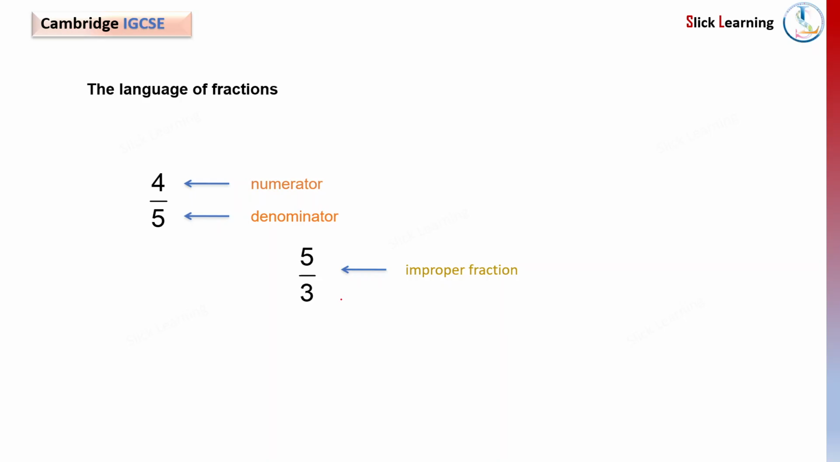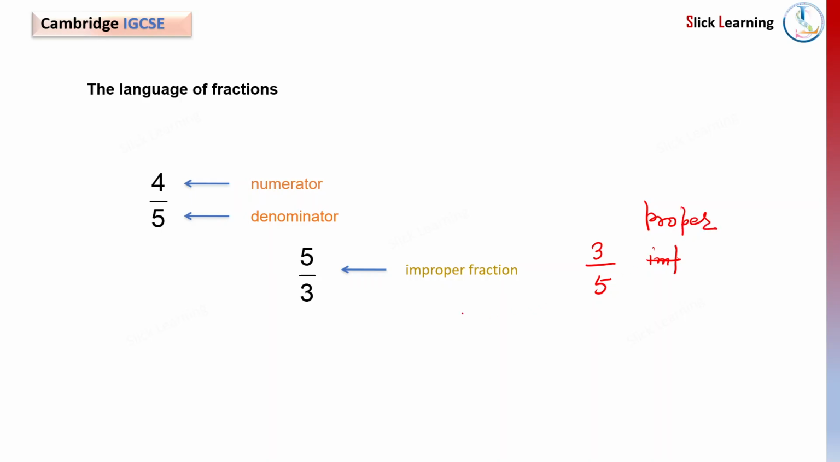Whenever it is a combination of a whole number and a proper fraction... Proper, when we say proper, it will be in the form of this. It means the numerator is always lesser than the denominator. So in this case, we will call this a proper fraction. When the numerator is lesser than the denominator, that is called a proper fraction.